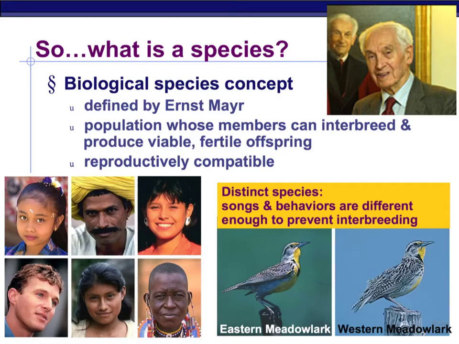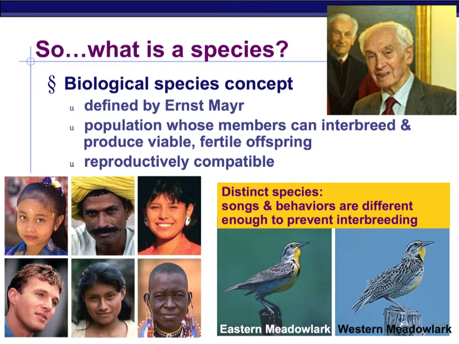So remember that guy that I told you I got to meet a long time ago, Ernst Mayr? He's the one who came up with what we call the biological species concept. And pretty much he defined what a species is. He said it's a population whose members can interbreed and produce viable, fertile offspring. So in other words, there had to be reproductive compatibility there.